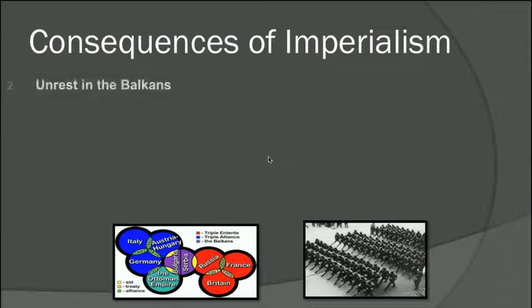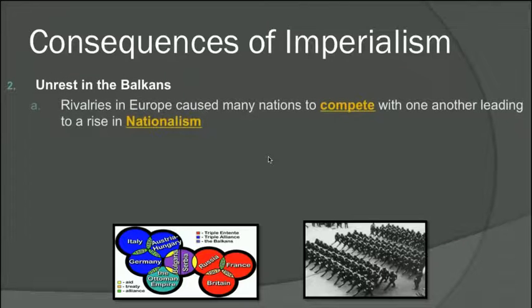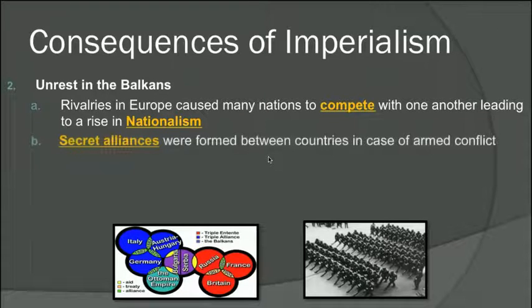So, unrest in the Balkans. Well, rivalries in Europe caused many nations to compete with one another, leading to a rise in nationalism. And all these things are going to be intertwined. We can't look at this purely from an imperialistic standpoint, because nationalism is going to matter, militarism is going to matter, a lot of other pieces are going to matter in this story. But as more and more of these European countries wanted to find markets and wanted to make money and started feeling really prideful of who they were, that's going to really increase nationalism.